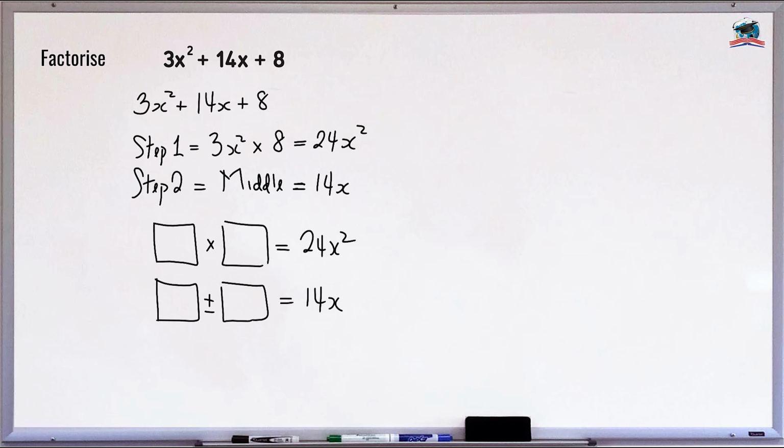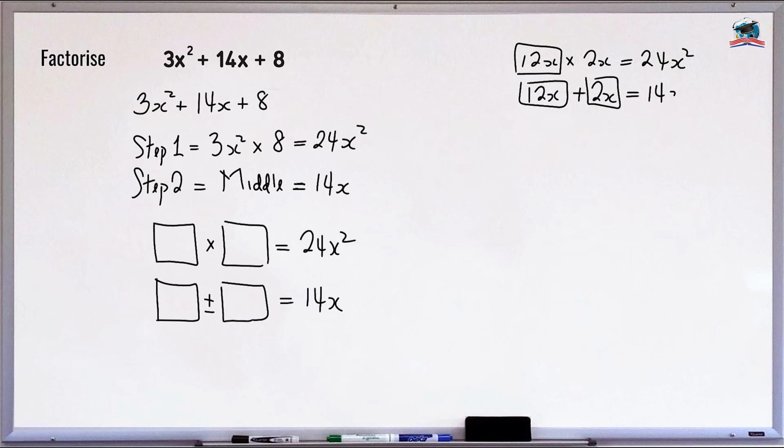Let's do it. So we go for our numbers. This is 24, 12 times 2. 12x times 2x. Start with the bigger one first, and then the smaller one. That will give us 24x squared. And if we take 12x here, if we add 2x to it, so what is that going to give us? That's going to give us 14x. Good. So these are our two numbers.